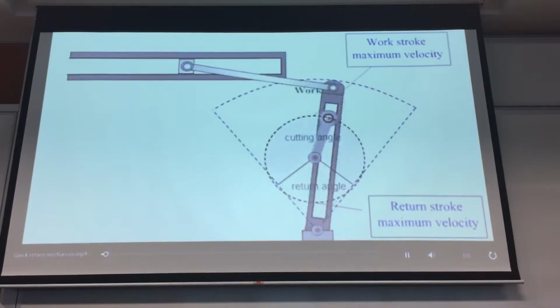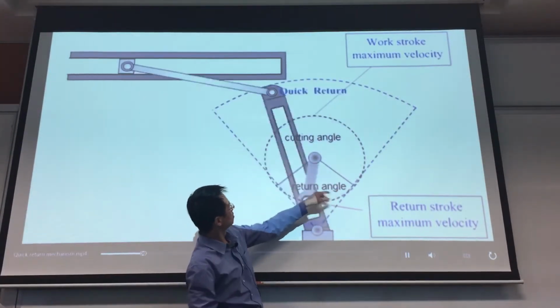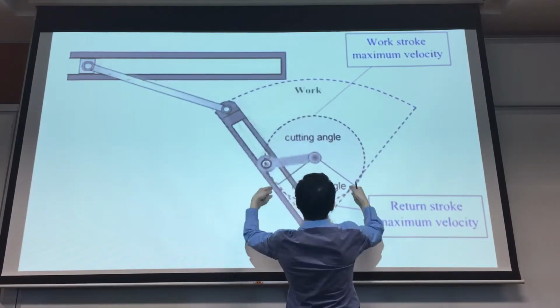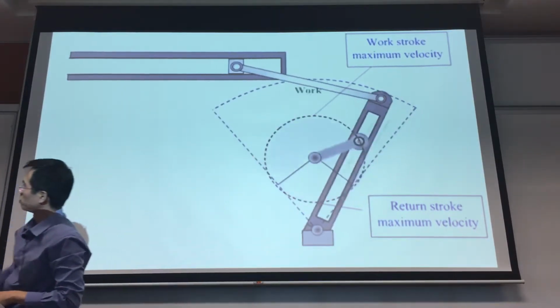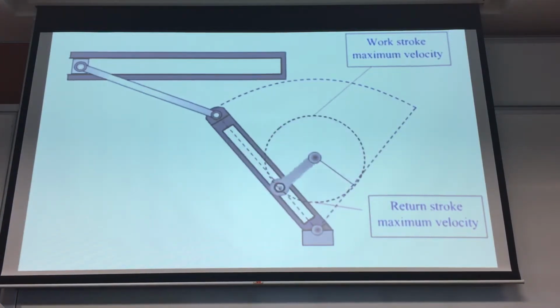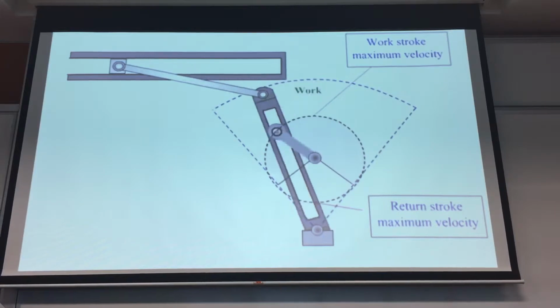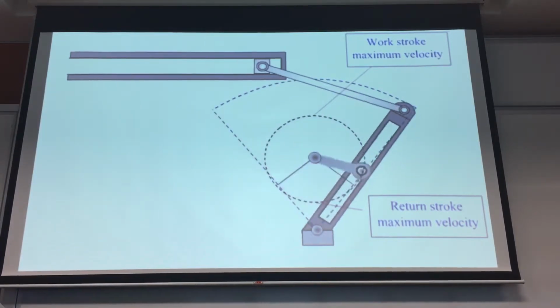Now, why is it quick return? That was because you can see that the bottom part here, the returning angle, is a lot smaller than that cutting angle, that forward propulsion angle. So it moves slowly forward and then quick return and forward again. So any example of that you can think of?